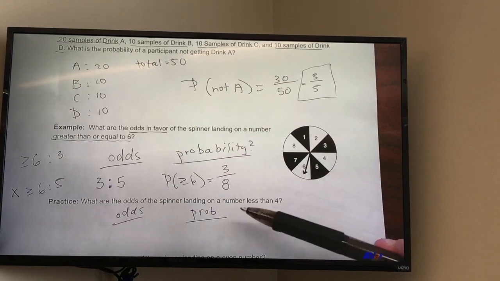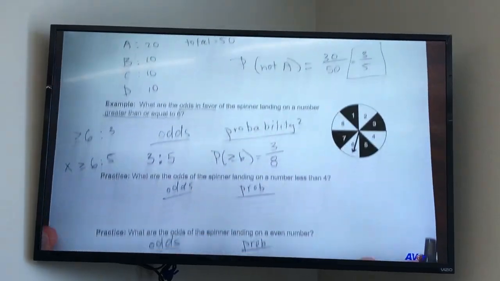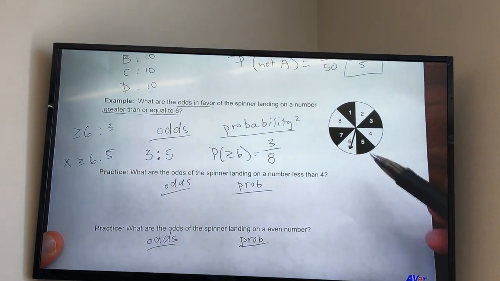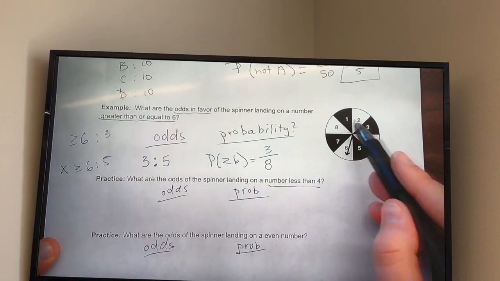So try out the odds and probabilities for these 2 practice problems here. All right, what are the odds of the spinner landing on a number less than or equal to 4? So less than or equal to 4, just less than 4 would be 1, 2, and 3.